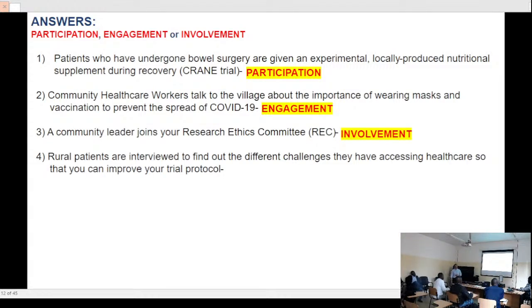Rural people are interviewed to find out the different challenges in accessing care so you can improve trust. It's involved. Very good. So yes, they are interviewed. That's correct. So if you stop there, then that would be how to improve. Let's say, don't meet us at the hospital, it's really scary, but meet us at the community center.